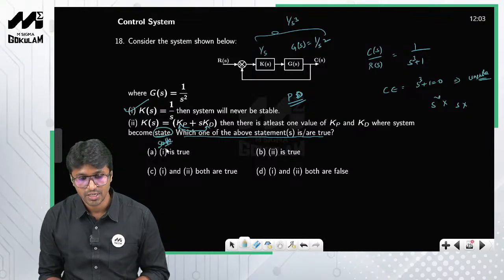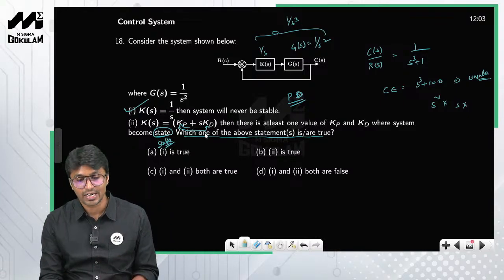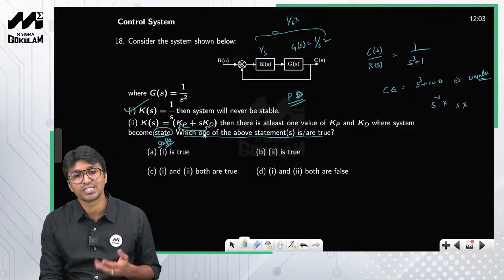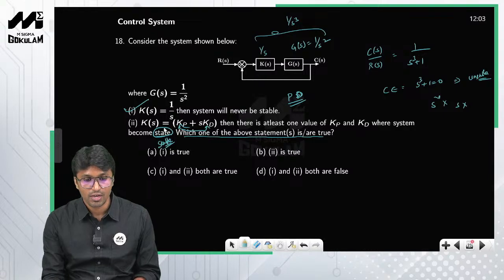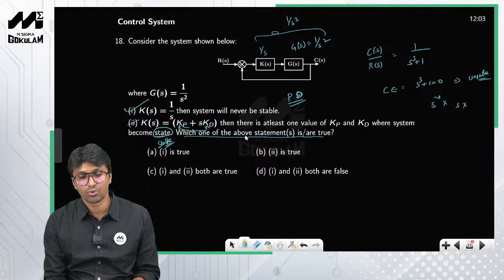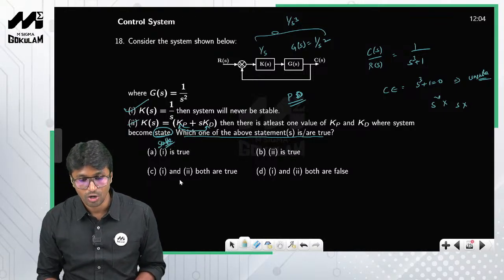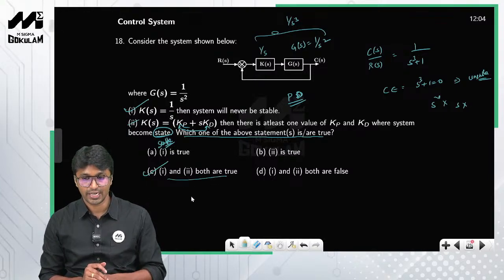Listen, why do we use a PD controller? It improves the transient response, also it improves the stability of the system. So if you use an integral controller, the system will never be stable, and if you use a PD controller, then the system becomes stable because it adds a finite 0. So statement 1 and 2 both are true. So option C is the correct answer.